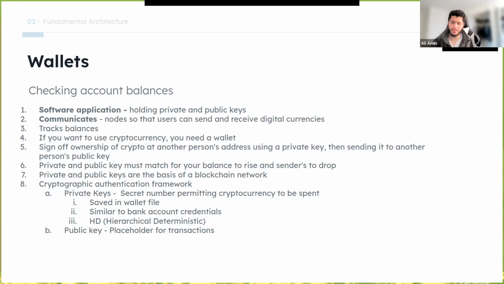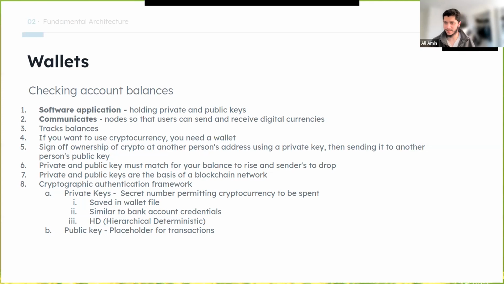So the wallets track balances, they look on the ledger, they see how much you have. And if you want to use any kind of cryptocurrency or NFT, whatever, you have to have a wallet. The wallets sign off ownership of crypto or NFTs or whatever, because since they have your public and private key stored, it can make sure that it is a legitimate transaction that the owner wants to do.